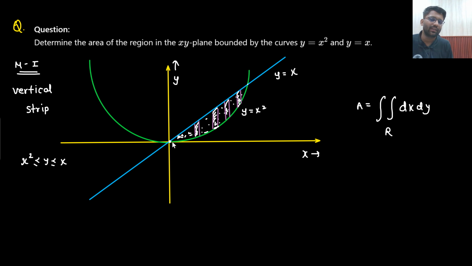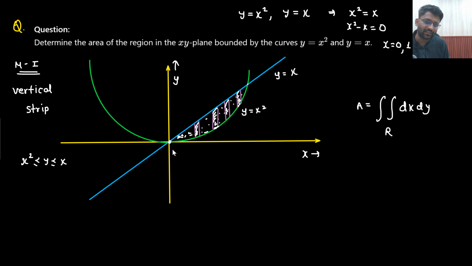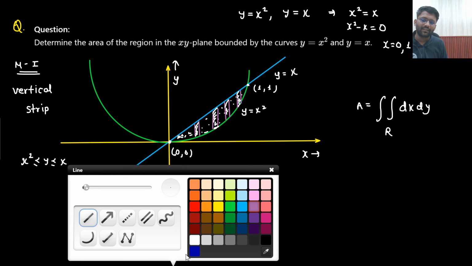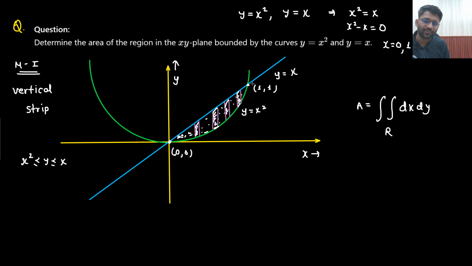And from where to where is x going? So I need to find out this point. Simply I need to find out where both of the curves cut each other. Y equals x square, y equals x. From here, we get x square equals x. That means x square minus x equals 0. So the value of x is coming out to be 0 and 1. They will cut each other at x equals 0, where y will also be 0. If x is 1, then y will also be 1. So they are cutting each other at (1, 1) and (0, 0).